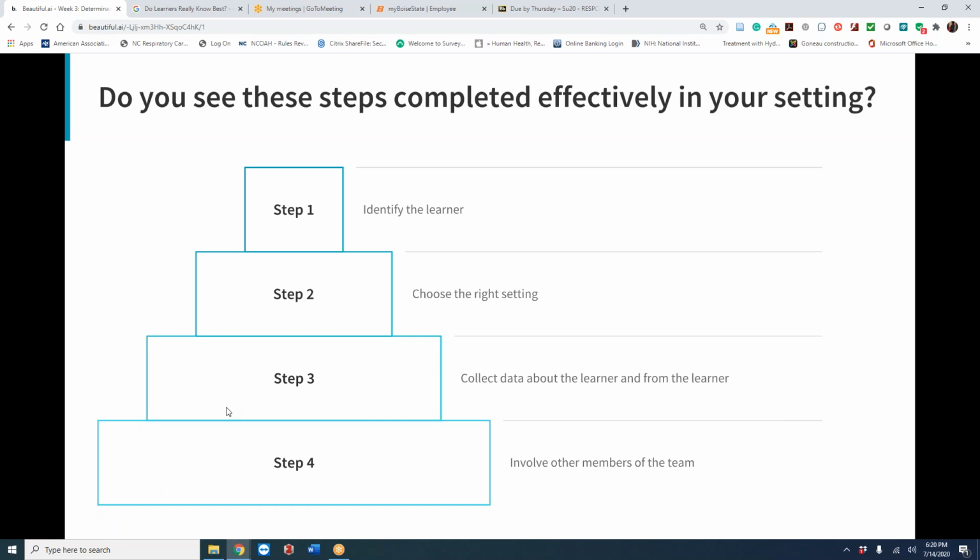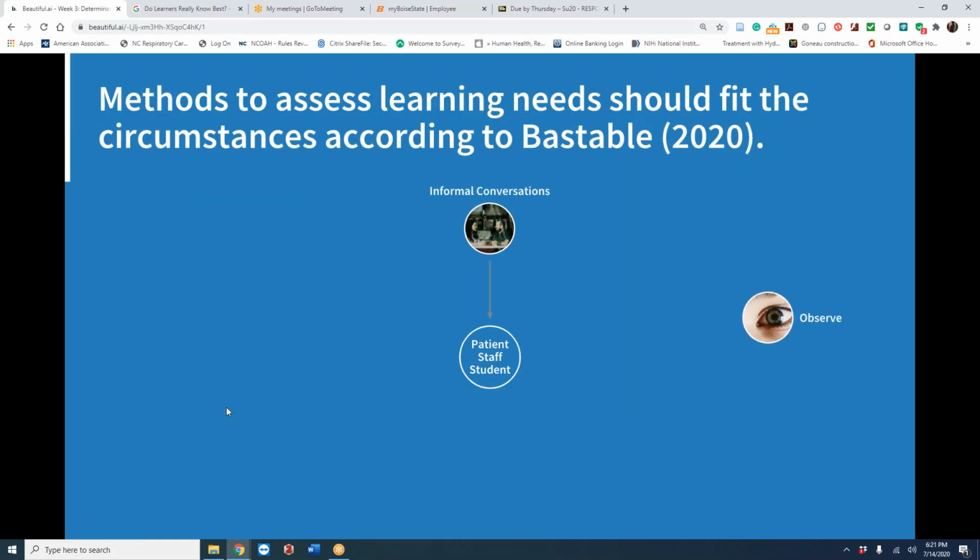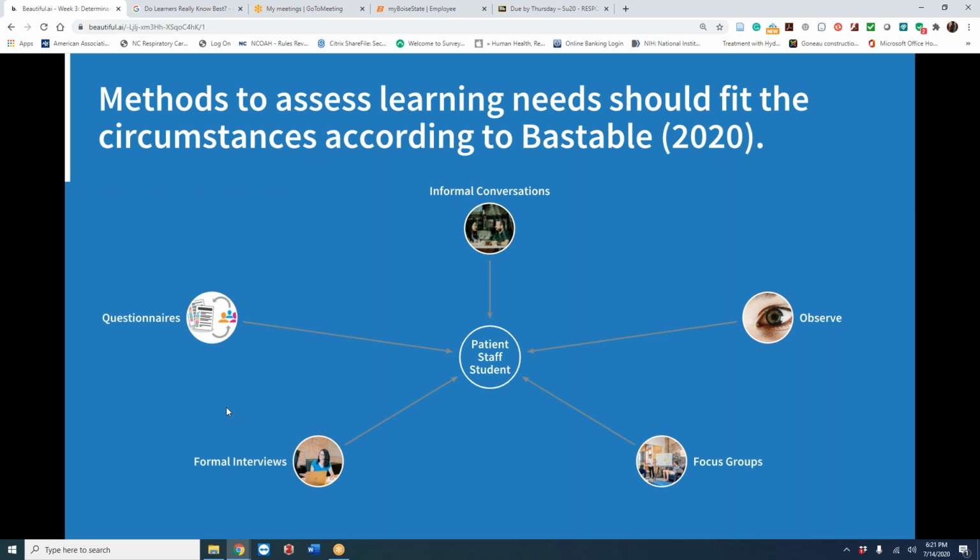And then involve members of the team. I was having a discussion with a student today, and one of the greatest things you can do is have groups established to brainstorm ideas, and that's the way you can come up with ideas better than just doing a pretest. Pretests are one way of, well, let's just put it this way. Pretest by definition isn't necessarily a test, but it could be a way to evaluate. So we could do that through informal conversations, observing, questionnaires, formal interviews, and focus groups.